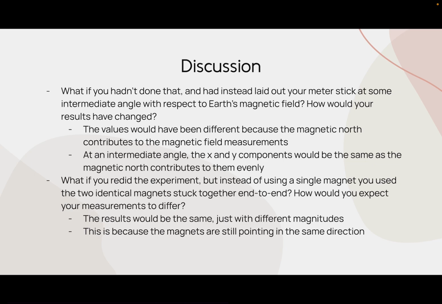What if we redid the experiment, but instead of using one single magnet, we used two magnets stuck together end to end? The results would be the same, just with a bigger magnitude because the magnets are still pointing in the same direction. So it's basically the same thing as if you had a stronger magnet.